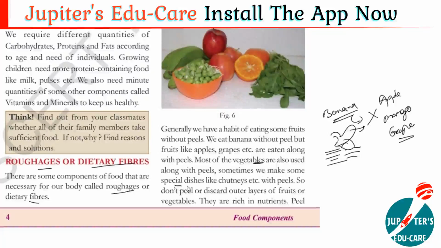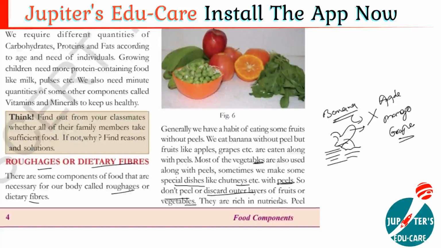Sometimes we make some special dishes, like chutneys, with the peels. You know, with the red peel we prepare red chutney like that. So only with the help of the peel, without using the whole vegetable, we will prepare chutney. Okay, so don't peel or discard the outer layer of a fruit or vegetable, because they are rich in nutrients along with roughages. So don't remove the peel.